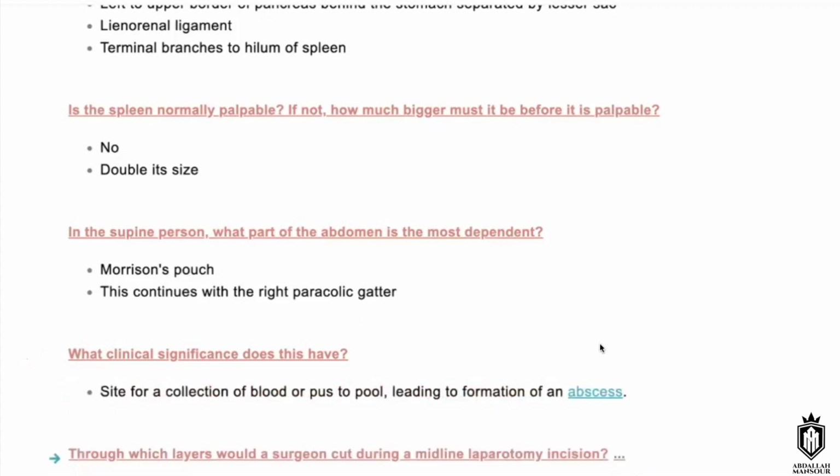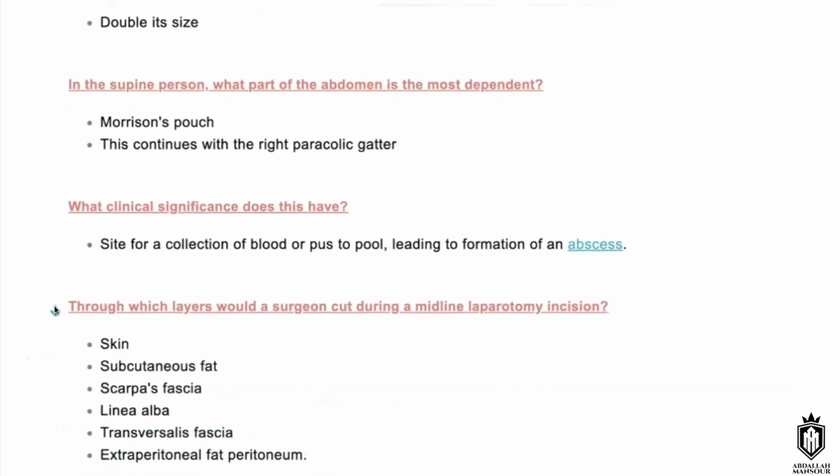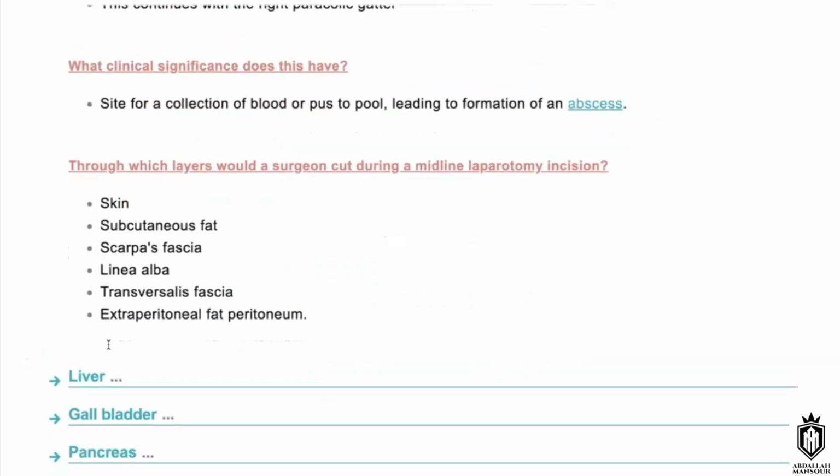And also, if you're doing a midline laparotomy, can you tell me the layers that you're going to go through? Skin, subcutaneous fat, then Scarpa's fascia, linea alba, transversalis fascia, and extraperitoneal fat. So you said skin, and then subcutaneous fat, Scarpa's fascia, linea alba, transversalis fascia, and extraperitoneal fat. Okay, that's fine.